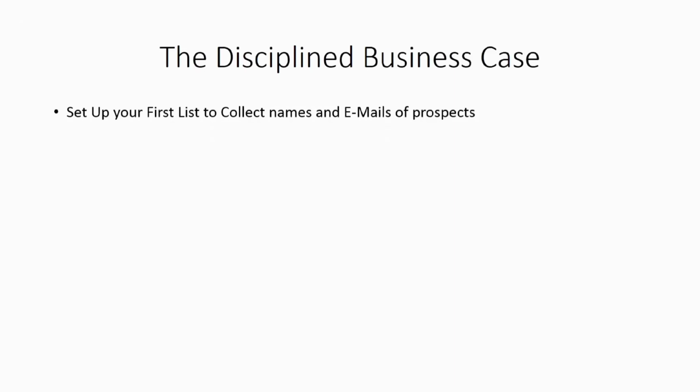Okay, so the first thing, obviously, you're going to need to do is set up your first list to collect names and email addresses of prospects. And it doesn't matter where you're setting this up, where that opt-in page is going to be. You want to set up that first list to collect names and email addresses of prospects only. Now, when you're sending emails to these people, you are going to speak to them as if they have not become your customer yet. So you want to keep them on a separate list.